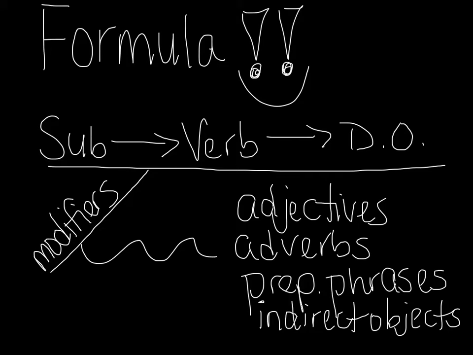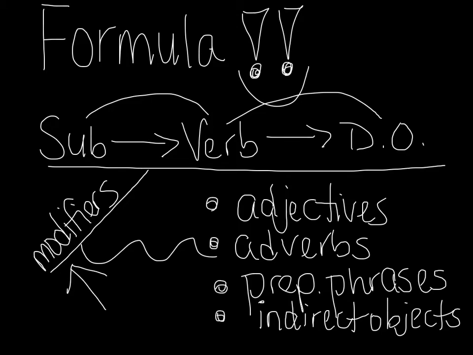Before we move on to diagramming more complicated sentences, here's a screen to remind you of the formula to follow. Don't forget, begin by placing your subject, then your verb, then your direct object. Only then should you place items that go beneath the horizontal line, such as modifiers, adjectives, adverbs, prepositional phrases, and indirect objects.